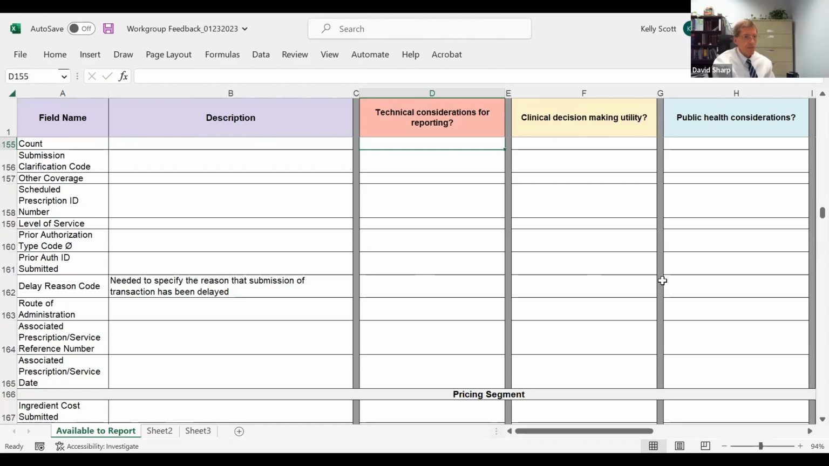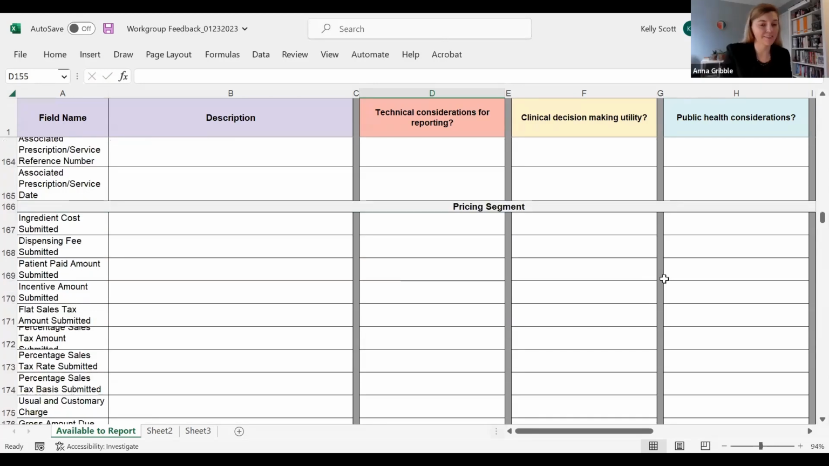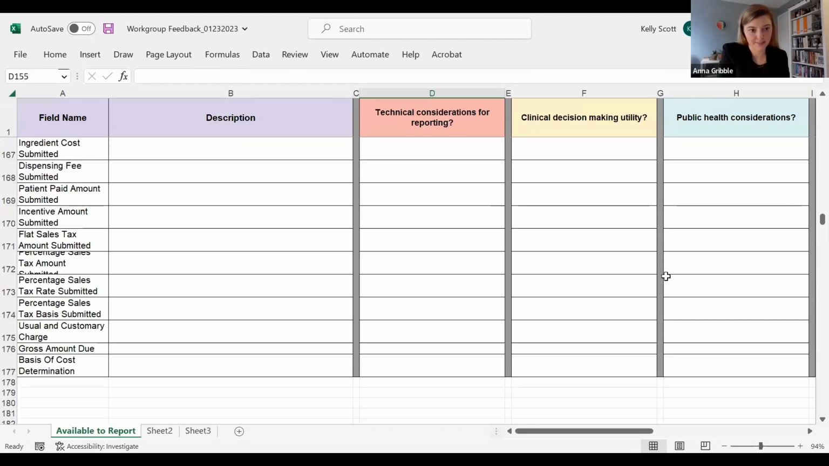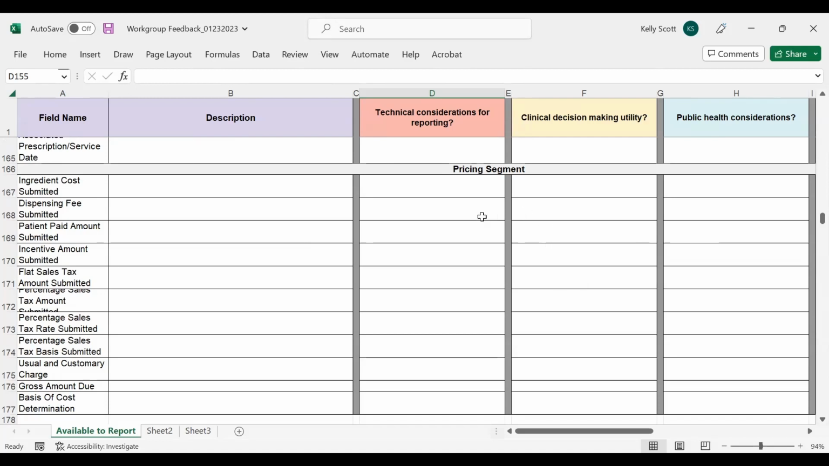Okay, Anna, back to you. Thank you. All right, so our last segment is the pricing segment. This is the pricing information for each non-CDS dispenser. Similar to our previous discussion, I don't believe it belongs there. And these are the submitted values, which could be anything, right? It provides no relevance. Right.